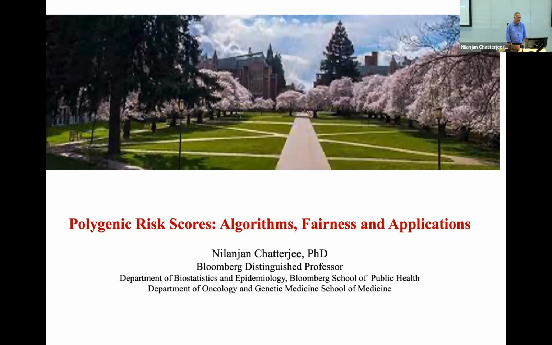So today we're going to talk about different aspects of it, starting with a little bit of the design of these kinds of studies in terms of sample size requirements, as well as some of the algorithms being developed to build better polygenic risk scores, and how they could be made more fair in terms of their performance in different ancestry populations. And then at the end, I'm going to talk about some potential applications of these polygenic risk scores and evaluate their potential utility.